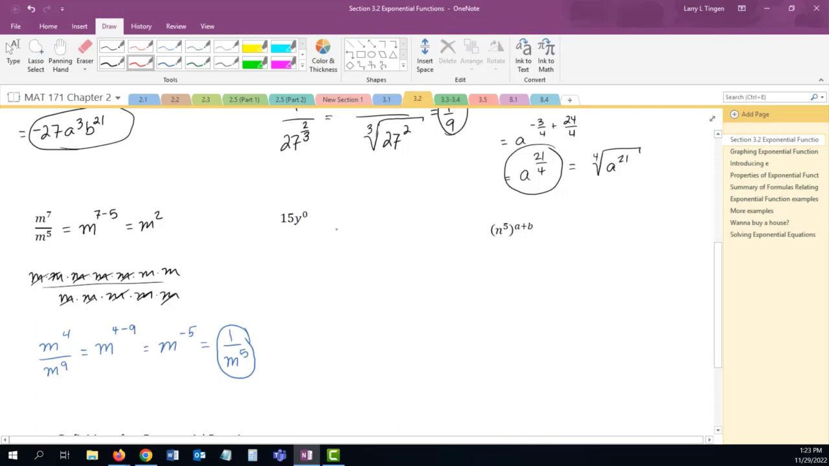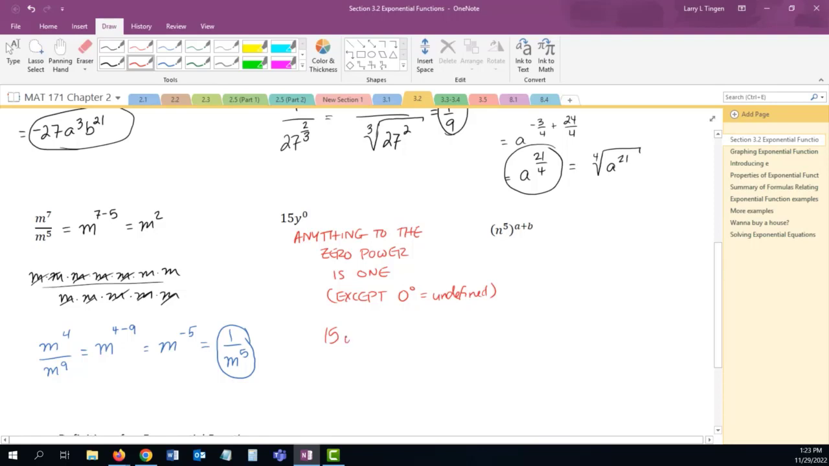Next, 15 times y to the 0. Rule here: anything to the 0 power is 1. And then there's always the rule except 0 to the 0, which is undefined.